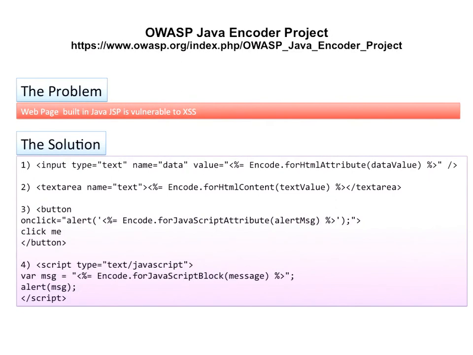We have different fragments of HTML developers are building. They want to drop this untrusted message into the JavaScript block. So we say encode for JavaScript block, and we've now neutralized that input to a display-only form specific to JavaScript because we're in JavaScript space. Here we have a button, and we're putting a message in the middle of an alert handler. Now we're not in pure JavaScript space. We're in the middle of a JavaScript attribute, like an event handler, so you have a different kind of encoding. Here we're dropping data in the middle of a text area, so we do basic HTML output encoding. Here we're dropping data in an attribute, so we do HTML attribute encoding.